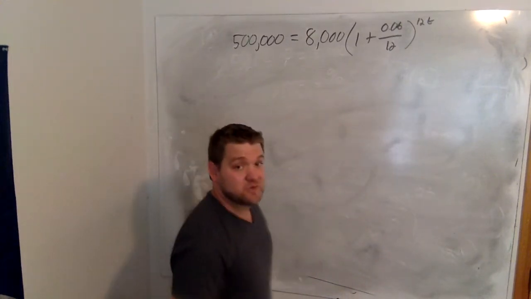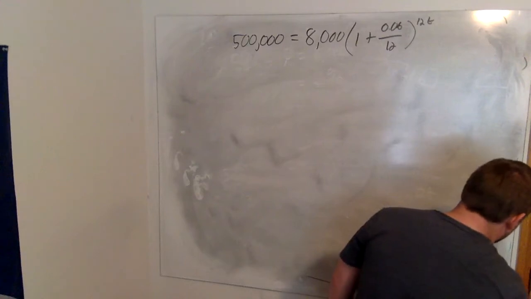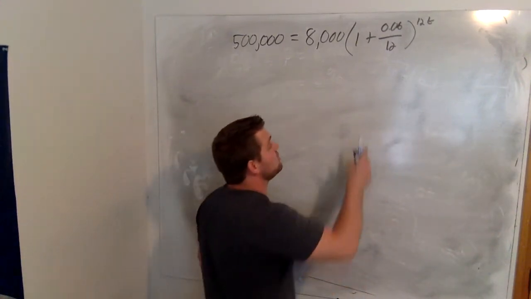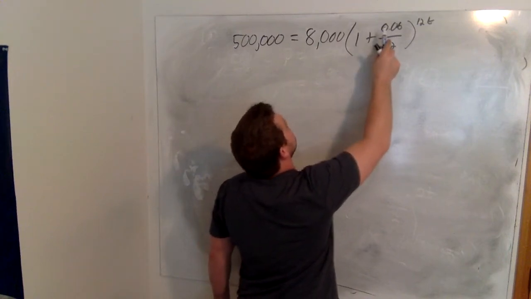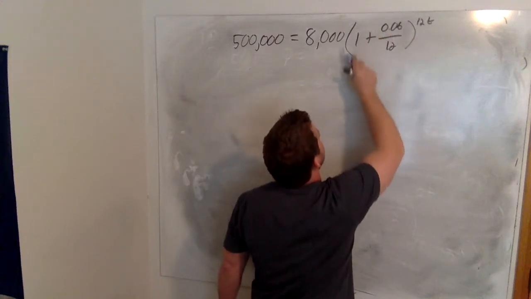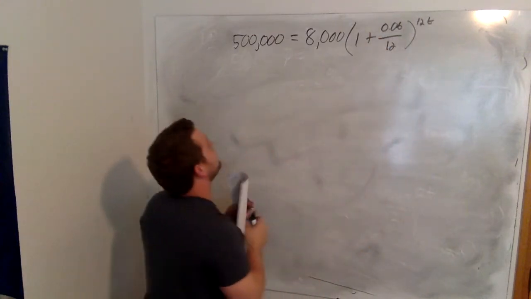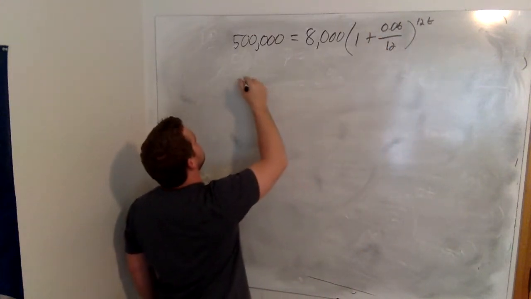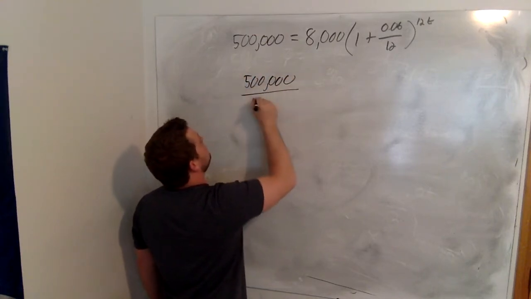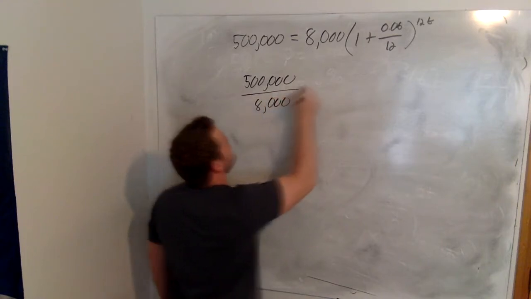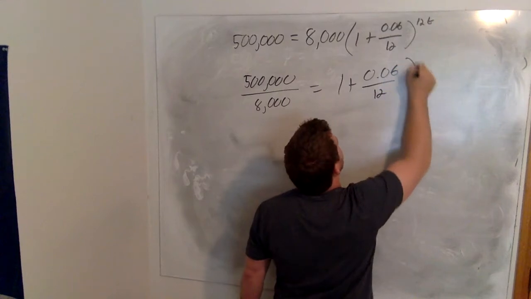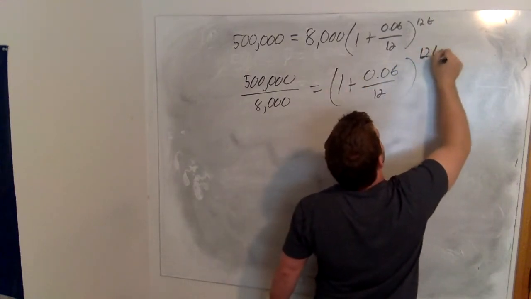The first thing we need to do is isolate the exponential. So we are going to go ahead and divide both sides by 8,000. Notice our exponential is the 1 plus 0.06 over 12 to the power of 12t. This is the piece we need to isolate. So let's divide both sides by 8,000. So we'll have 500,000 divided by 8,000 equals 1 plus 0.06 over 12 to the 12t.